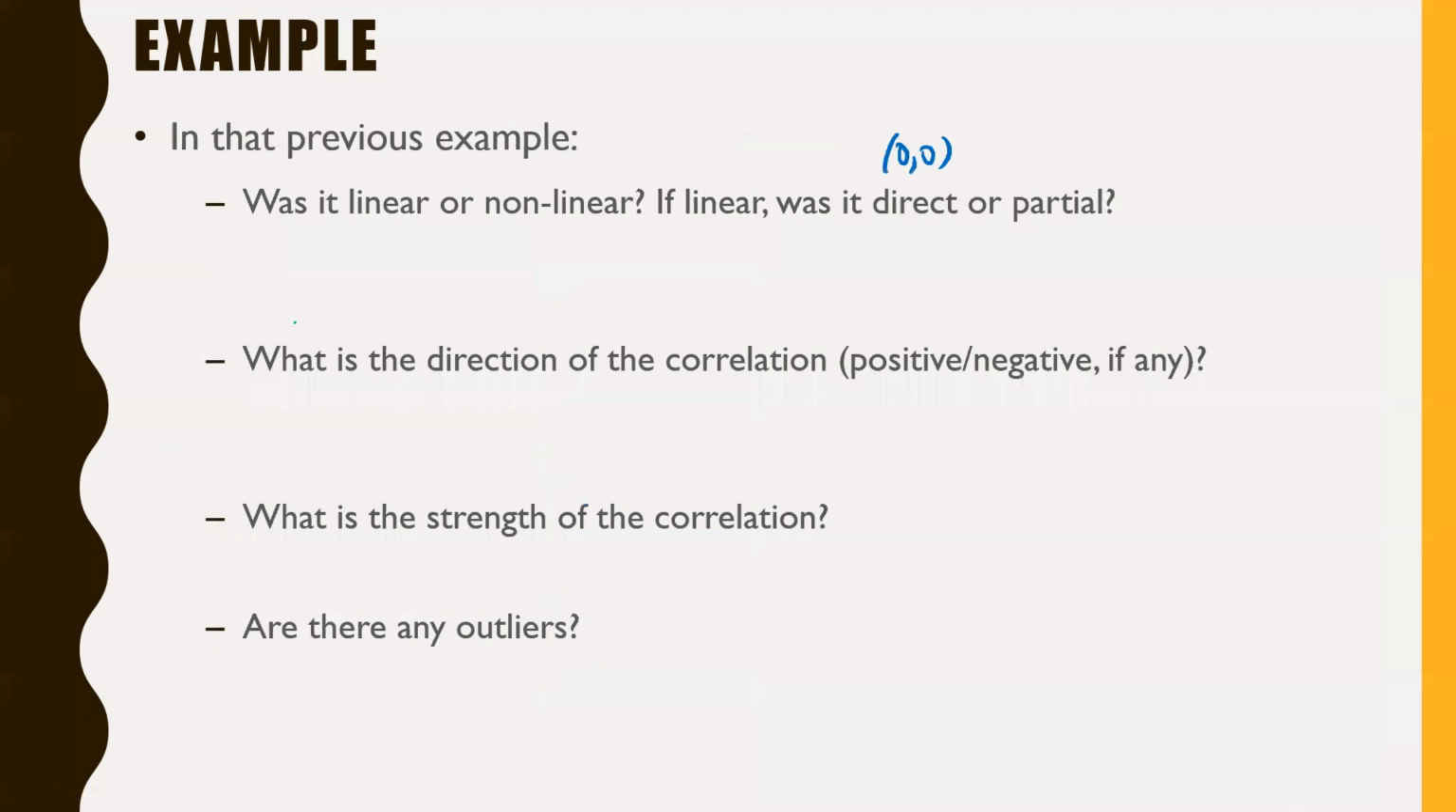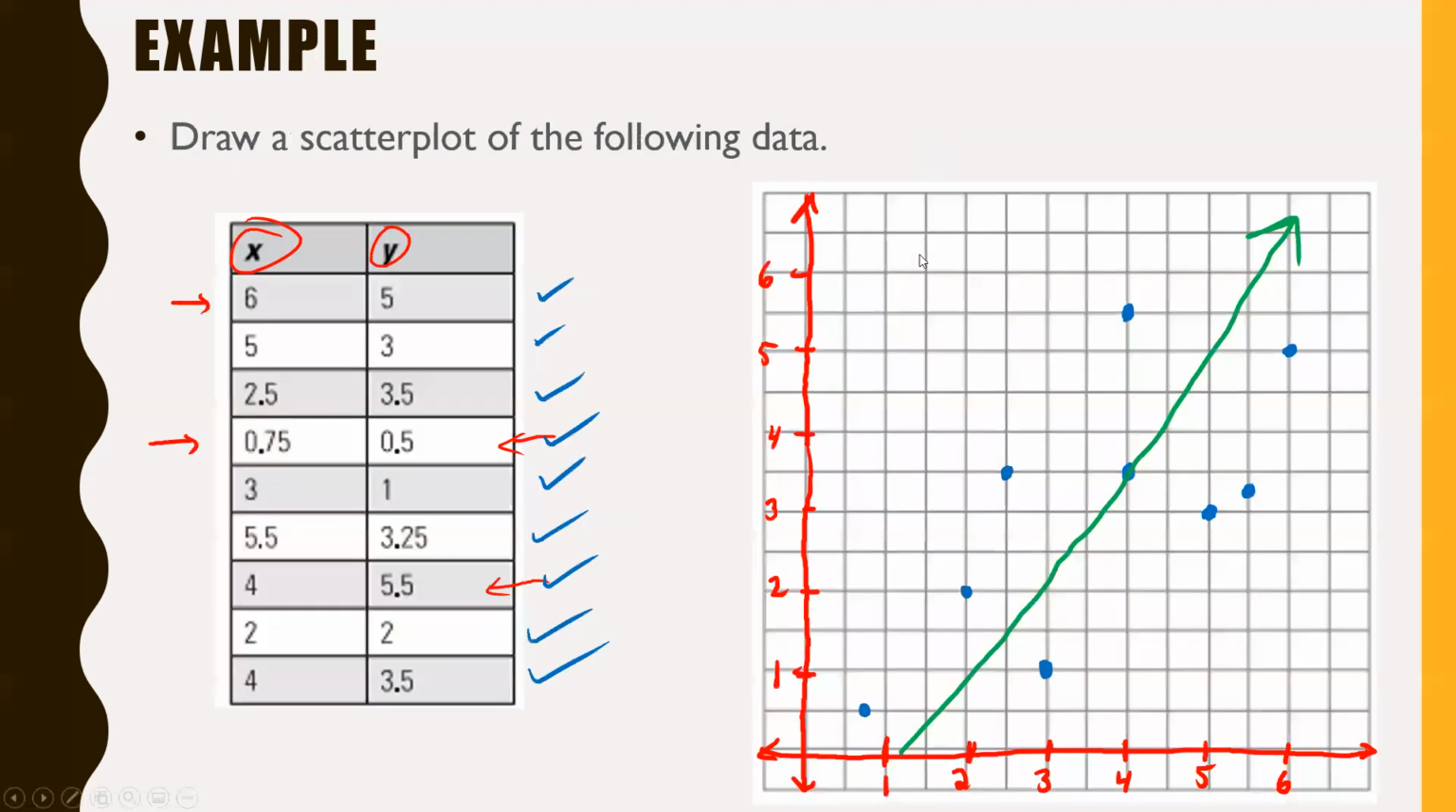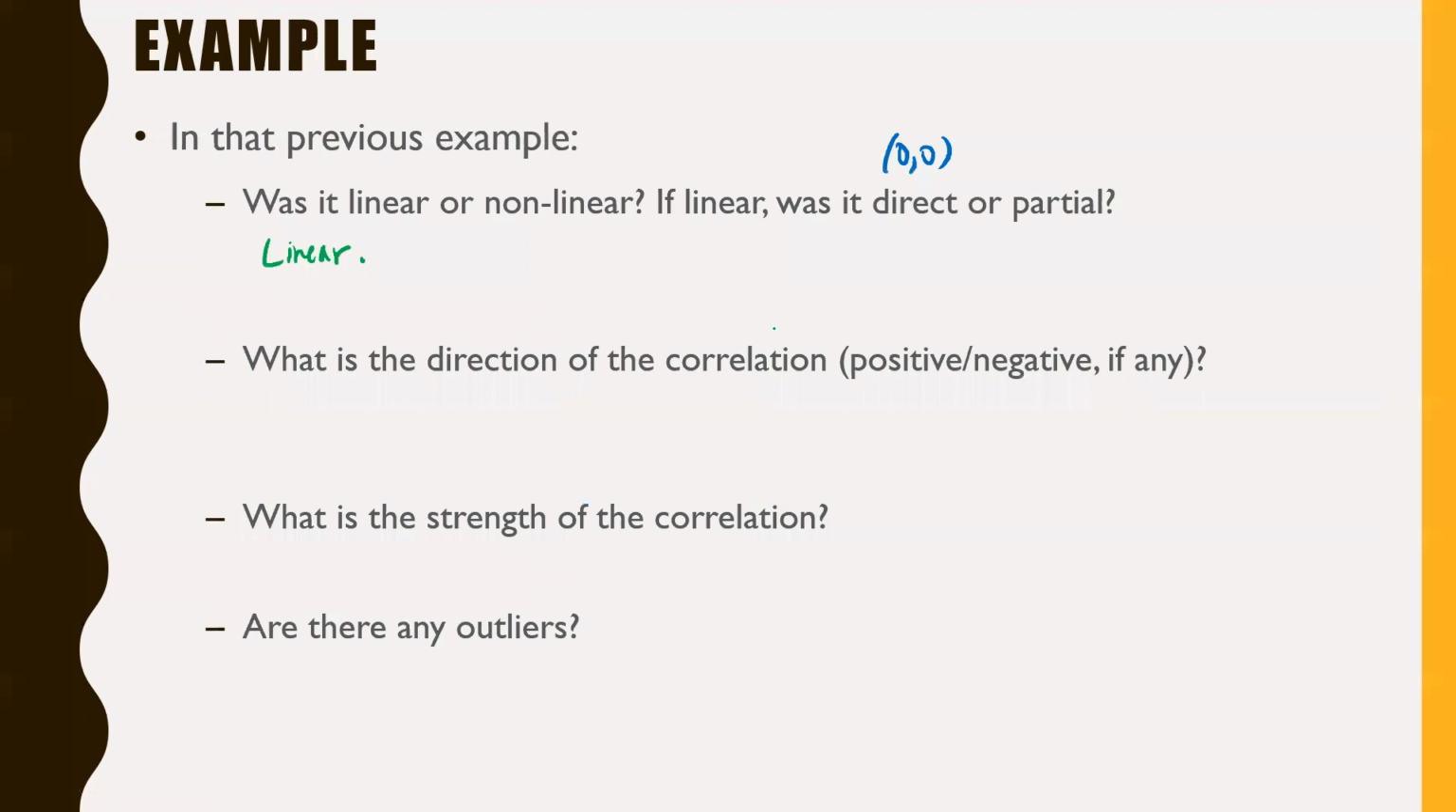So I would say, yeah, this is linear. But was it direct or partial? Direct, again, means it goes through 0, 0. I don't see a way of really reasonably drawing a line of best fit through 0, 0. You could maybe, if you really angled it over this way. I'm just trying even to visualize. I'm going to say no, I would say it's partial, if anything.